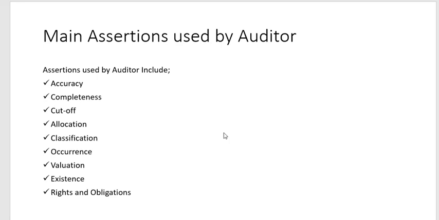Now, accuracy. What does accuracy mean? Accuracy means everything that you have recorded in the accounts is correct. So management is trying to tell the auditor that everything that we see is correct. We'll look at these assertions in detail. Let's just mention them for now. We have accuracy, completeness, cutoff, allocation, classification, occurrence, valuation, existence, rights and obligation.